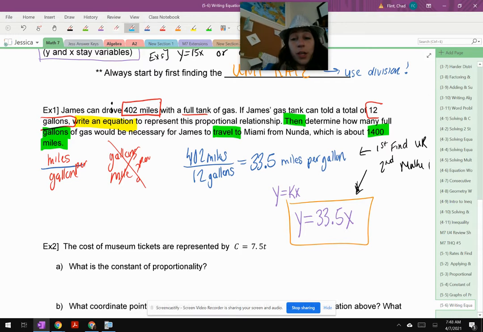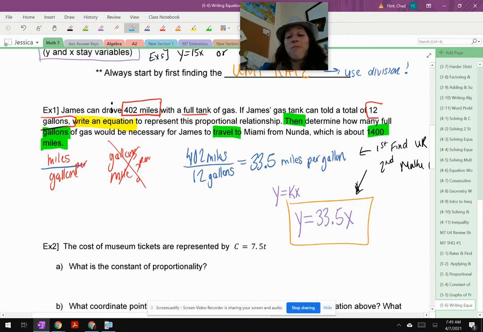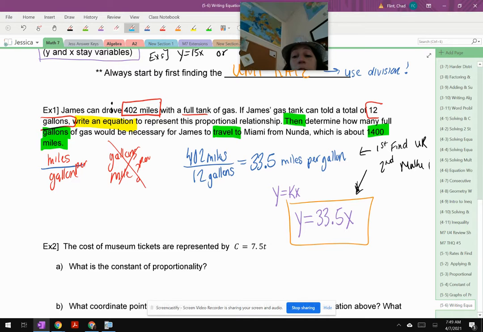in this situation, we can use our equation to answer the second part of this question. Sorry, I had a blank there for a sec. We can take that 1,400 miles and plug it in to our equation.